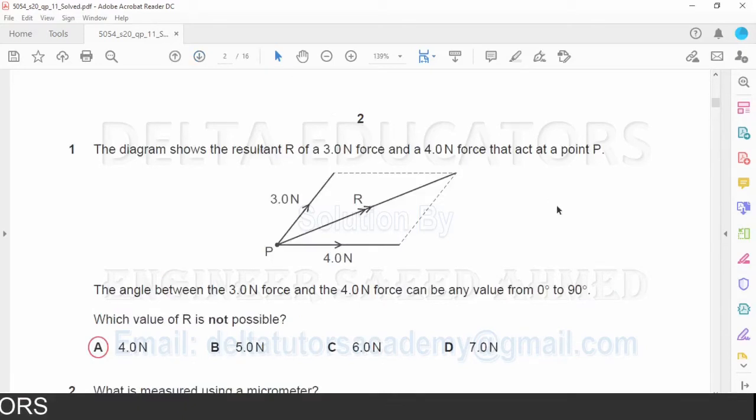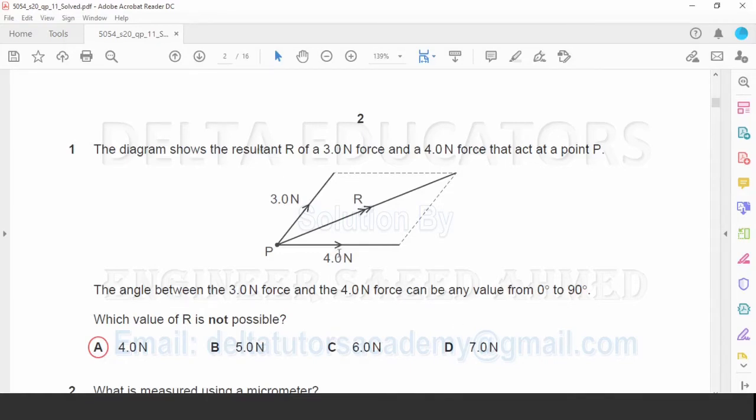Question number 1. The diagram shows the resultant R of a 3 Newton force and a 4 Newton force that act at a point P. The angle between the 3 Newton force and the 4 Newton force can be any value from 0 degrees to 90 degrees. Which value of R is not possible? Here we have four options. In option A 4 Newton, in B 5 Newton, C 6 Newton and D 7 Newton.